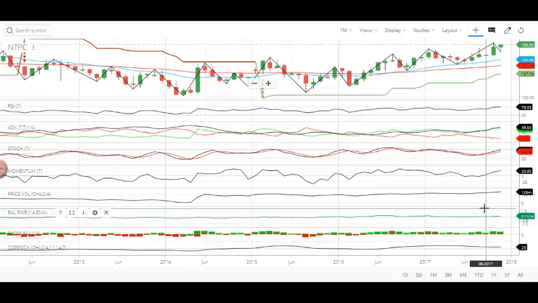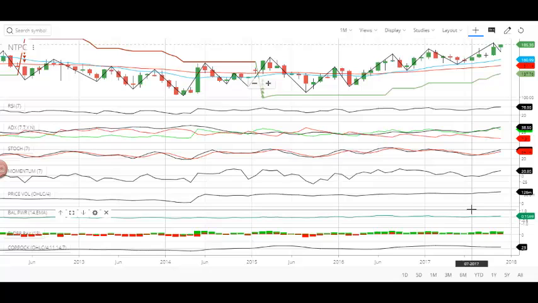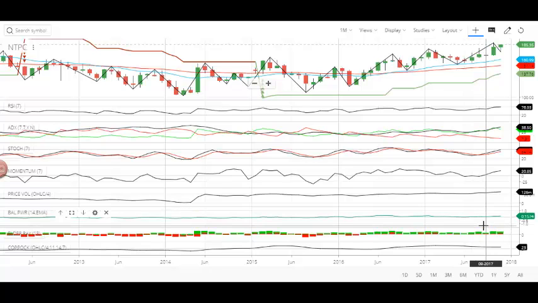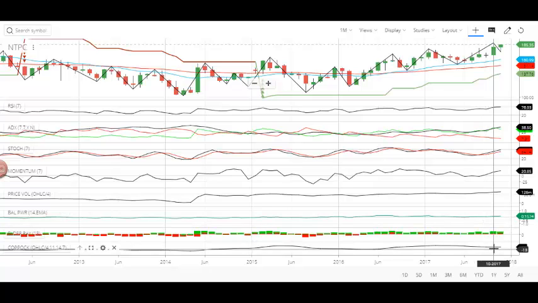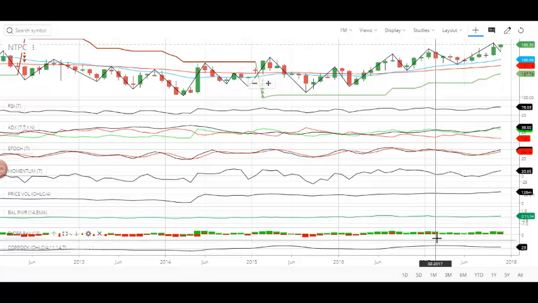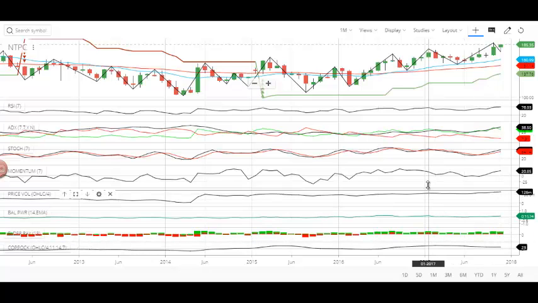And balance of power and Elder-ray both are in sync with each other, and both are telling us that the stock is in a bullish zone. Copock is lacking strength and it is going down, but right now it is in the buy zone, though it seems like it is going to make a parallel line with the baseline due to lack of strength. So maybe these factors which are lacking in strength are dragging down the stock and not allowing the stock to move in the upward direction. Maybe that might be a reason.